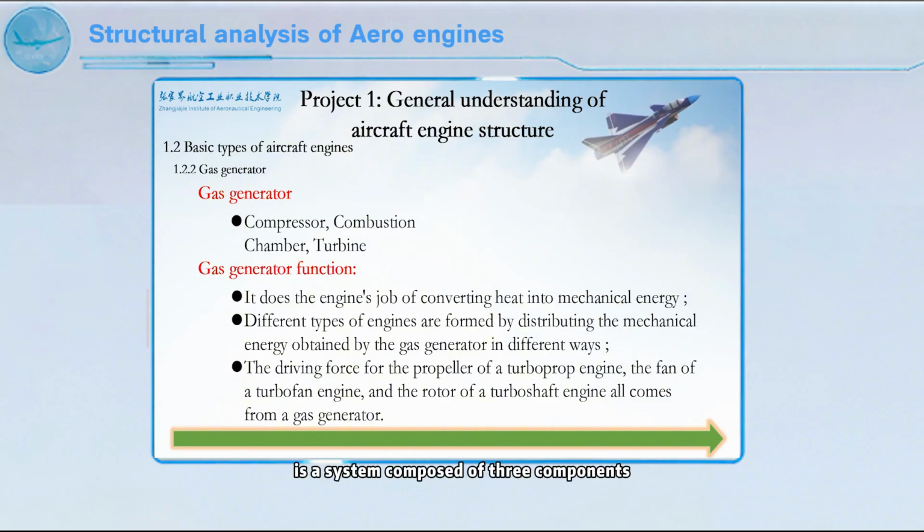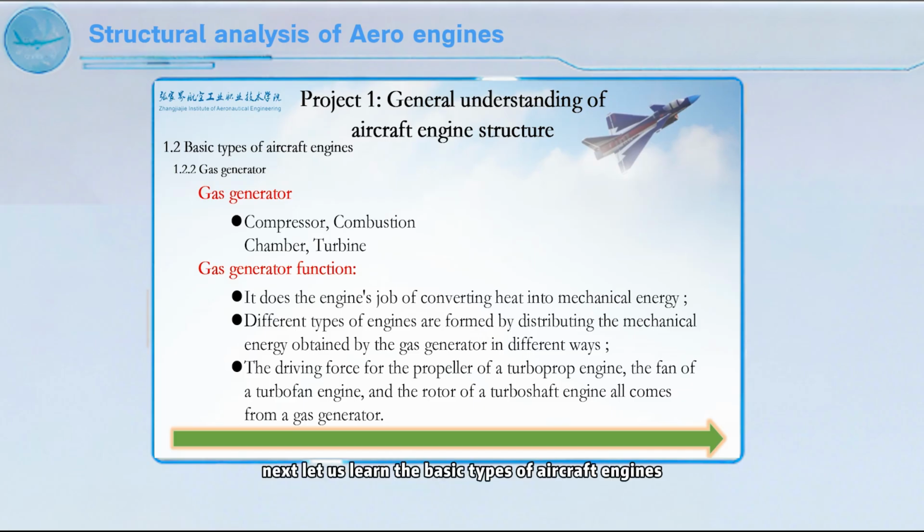The gas generator is a system composed of three components: the compressor, the combustion chamber, and the turbine. So, what is the role of the gas generator? First, the gas generator completes the work of the engine to convert thermal energy into mechanical energy. Second, different types of engines are formed by different distributions of the mechanical energy obtained by the gas generator. Third, the propeller of the turboprop engine, the fan of the turbofan engine, and the driving force of the rotor of the turboshaft engine all come from the gas generator. It can be seen that gas generators with different components form different types of engines.